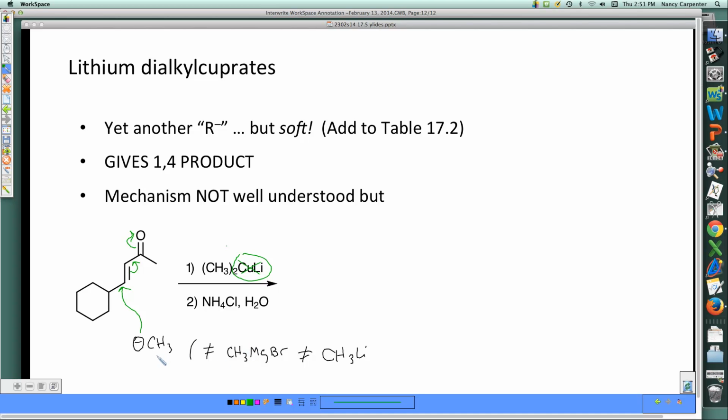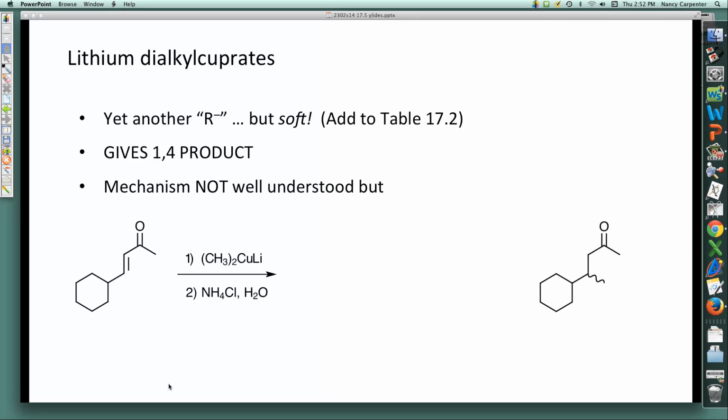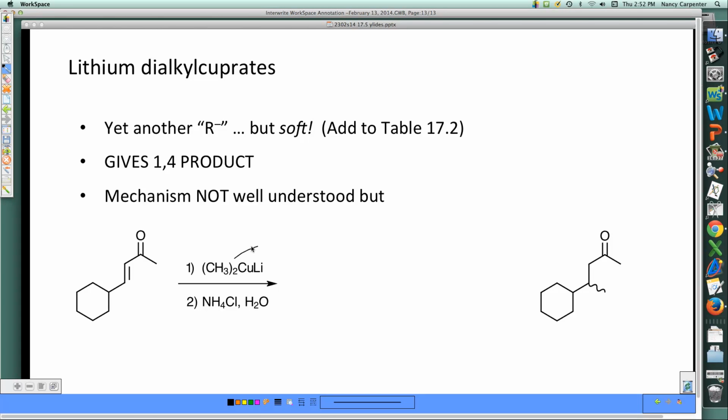So organocuprates will add 1,4 to give you, well, I think you can probably figure out what the product is. That guy. And again, I've shown the stereochemistry as a wiggle to show you that it's both R and S. We're not going to talk about how these are prepared, but you can imagine that they are prepared from the alkyl halides, and we'll leave it at that.